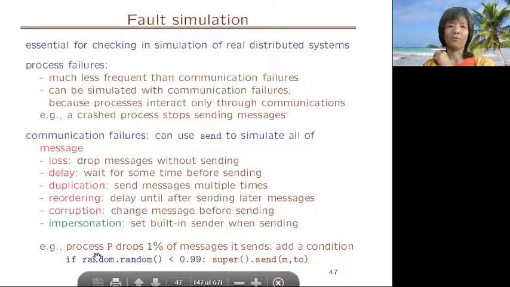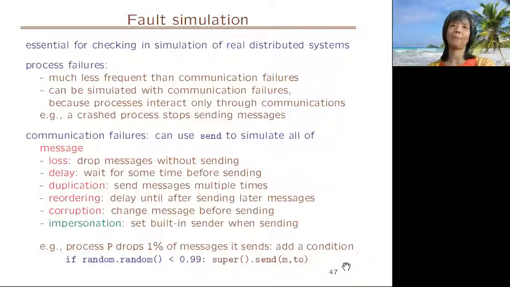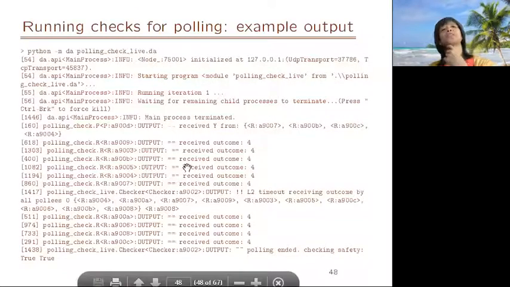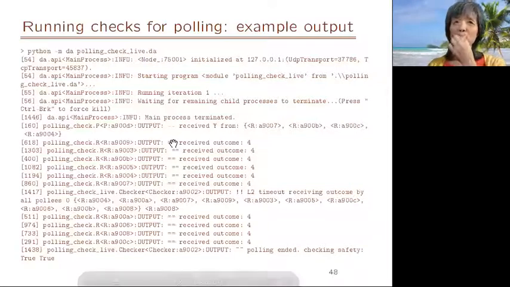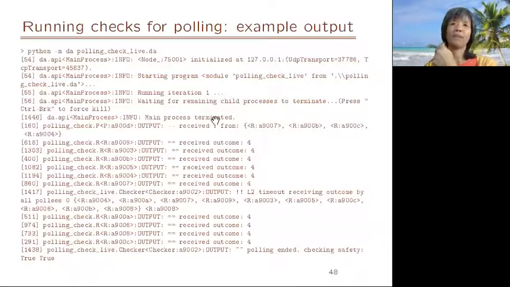So, an example. Suppose process P drops 1% of the messages it sends. Remember we override the send, calling super.send. So you can simply add a condition saying, throw a dice randomly, and if it's less than 0.99, I do the send. And the other 1% of the time, I don't do the send. I drop some messages. So this is the example for running both the safety and liveness checks.